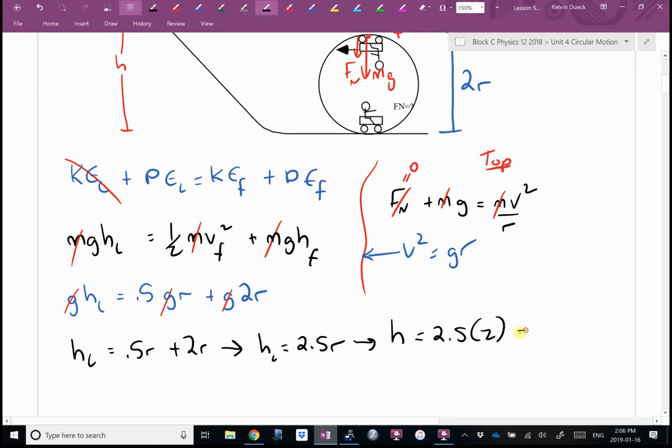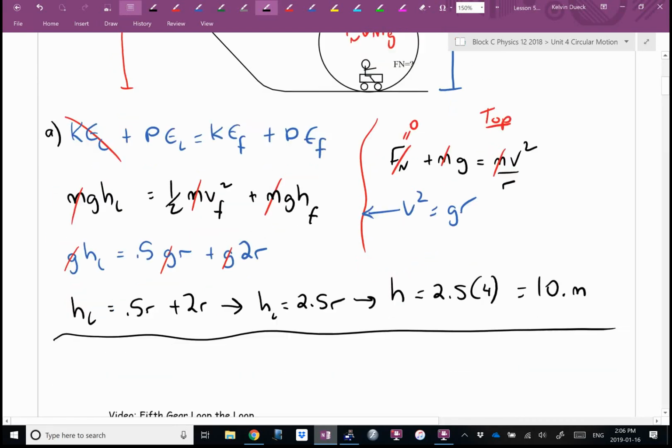Somebody said 10. Are you saying you can actually do this? Sorry, it was 4, right? You can actually do this in your head. Yeah, the hill has to be 10 meters high. And that'll give you a normal force at the top of 0. You would feel weightless. You would feel like you were falling out of your seat. By the way, I should have put a part A there.